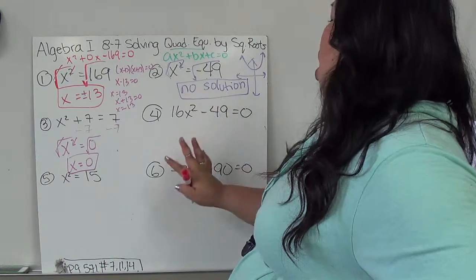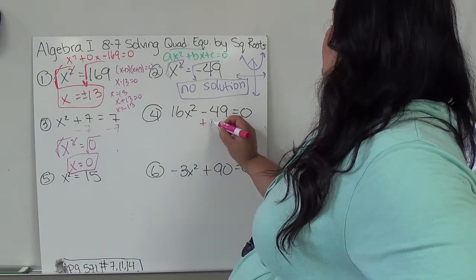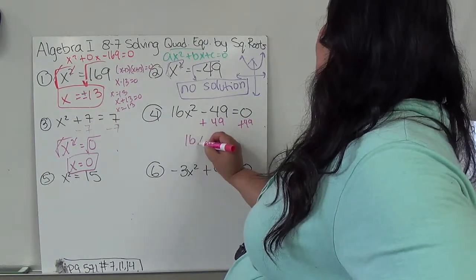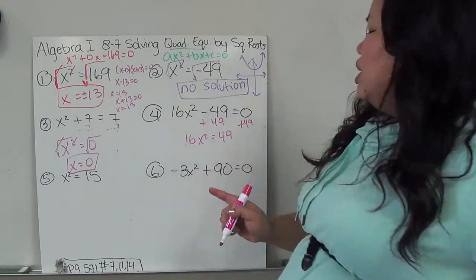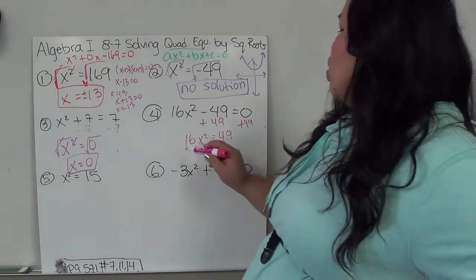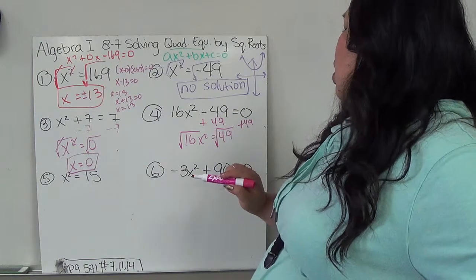So here again, I'm going to put all the constants on one side and everything else on the other. So I'm going to add 49 to both sides. I end up with 16x squared equals 49. Now, traditionally, I divide both sides by 16 to get x by itself. But I'm just going to square root now because 16 is square rootable.